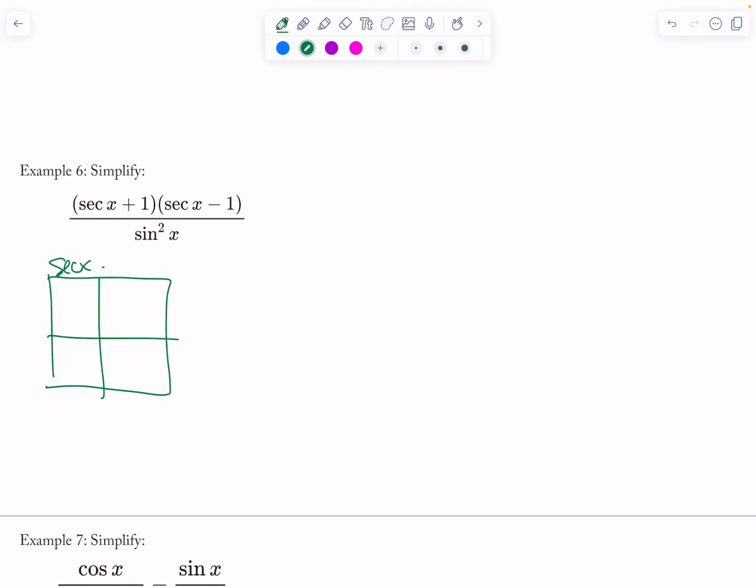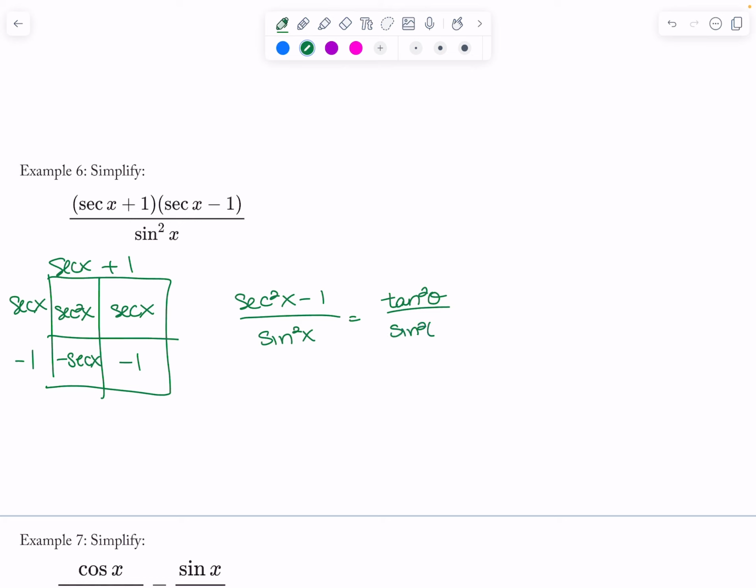And now here with this one, I'm going to use the box to multiply out my numerator. So I have secant of x plus 1, secant of x minus 1. So I get secant squared of x, secant of x, negative secant of x, and negative 1. So I get secant squared of x minus 1 over sine squared of x. Secant squared of x minus 1 is going to be tangent squared theta. And this is over sine squared theta.